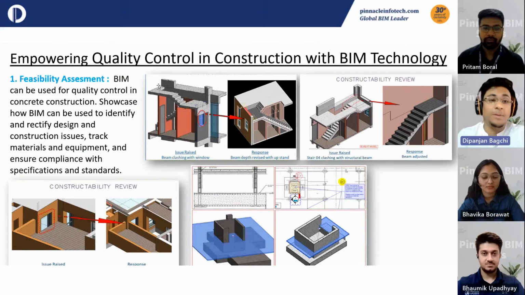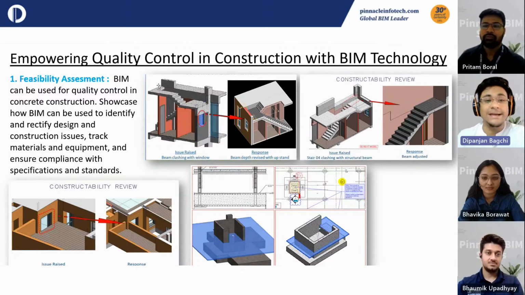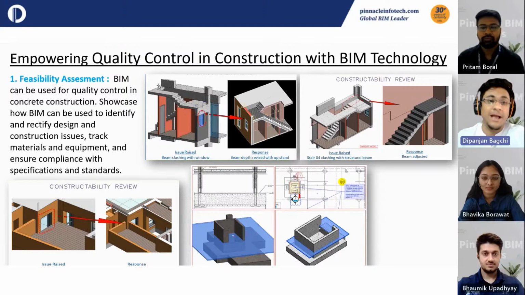Now, BIM, or Building Information Model, brings a collaborative approach to construction, improving project quality and delivery and reducing cost by mitigating potential constructability errors in the pre-construction stage itself. As you can see in this slide, potential constructability issues can be identified through BIM models. Let me go through the slides a bit.